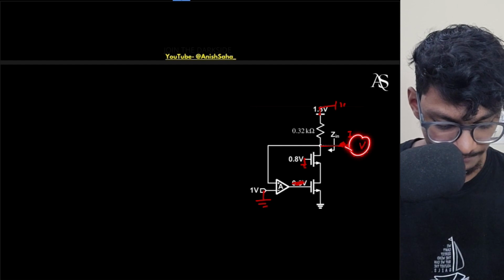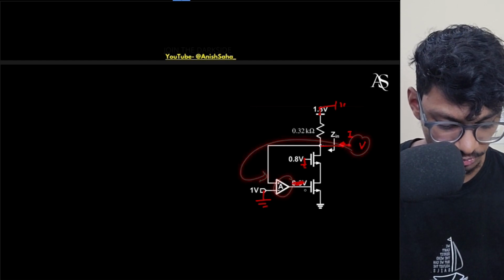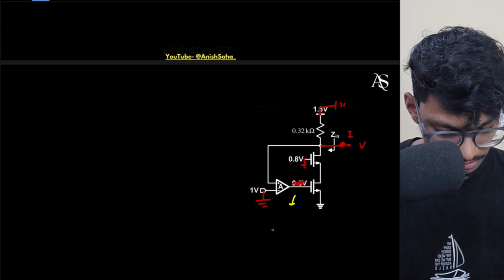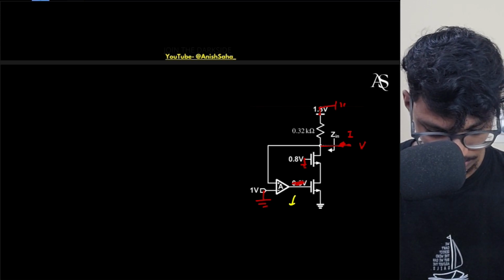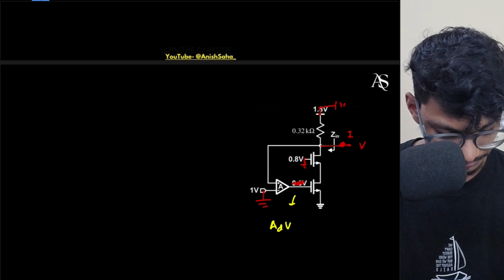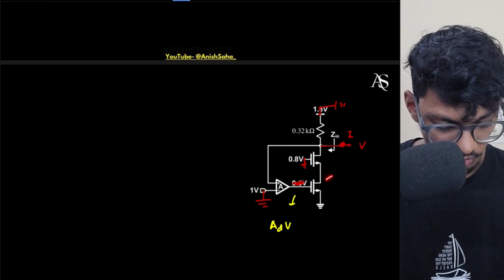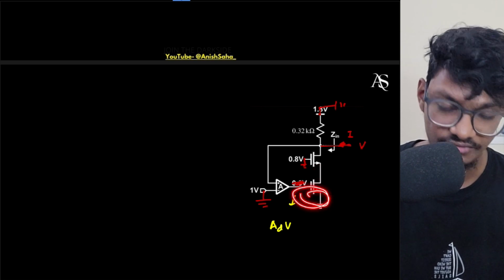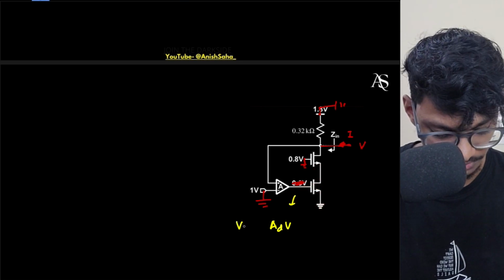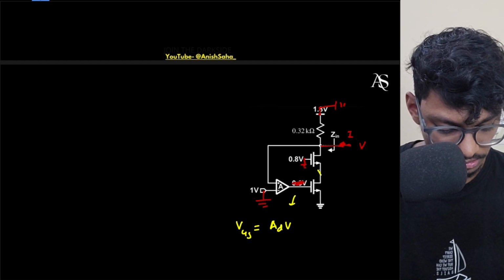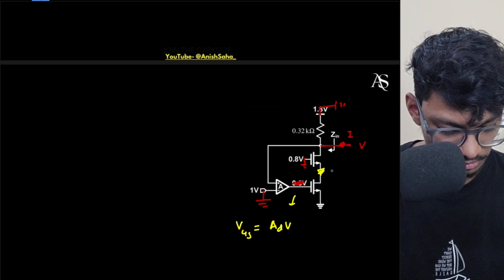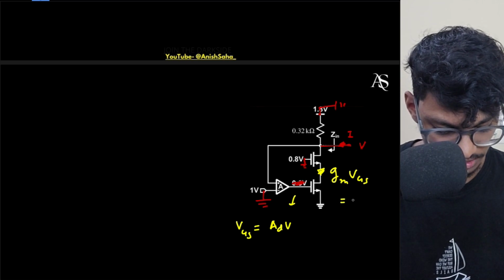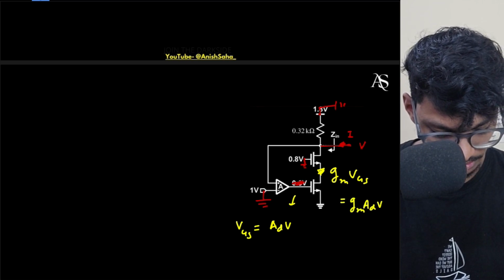So if this potential is V, I have a V potential here, and this potential will be simply AD times V. And what will be the current through this? What is the VGS of this MOSFET? The VGS of this MOSFET is simply AD times V. So the current will be GM VGS, right? Which in our case is GM AD times V.